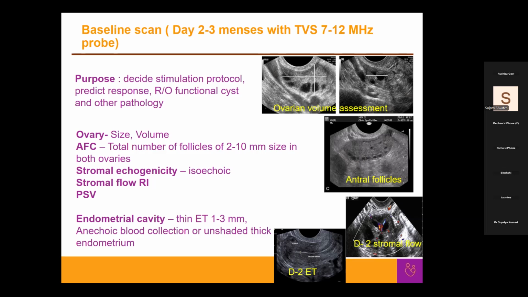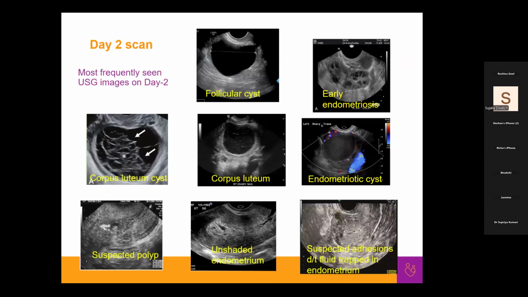Then the next picture shows how the antral follicles look. The other two pictures are the D2 endometrium and the stromal blood flow of the ovary on D2. Which assessment, ma'am, do you use more often, a single diameter or a volume, to analyze the probability or dose?